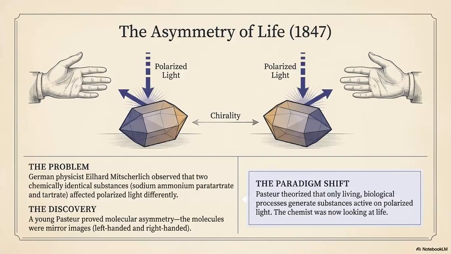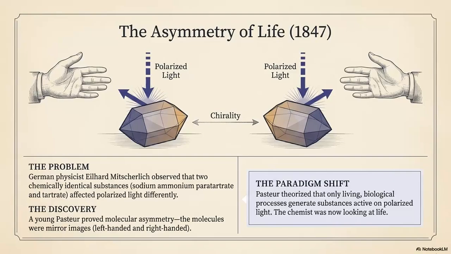In 1847, a young Louis Pasteur tackled a scientific riddle that would redefine our understanding of existence. The challenge was a chemical paradox, 2 identical substances that interacted with polarized light in completely different ways. Pasteur's breakthrough was the discovery of chirality, or molecular asymmetry. Using the analogy of human hands, he proved that molecules could exist as non-superimposable mirror images.